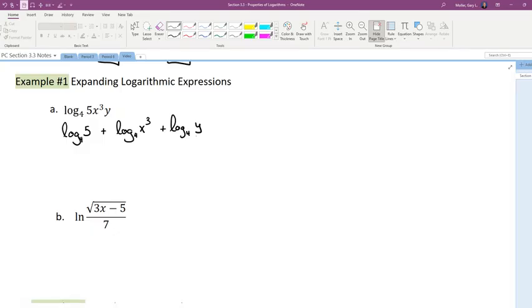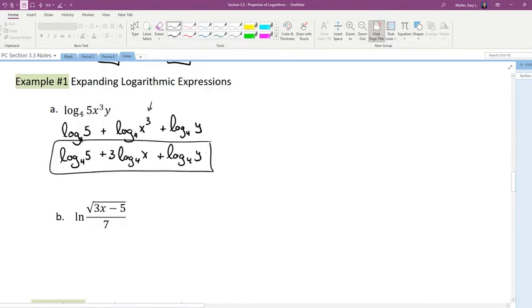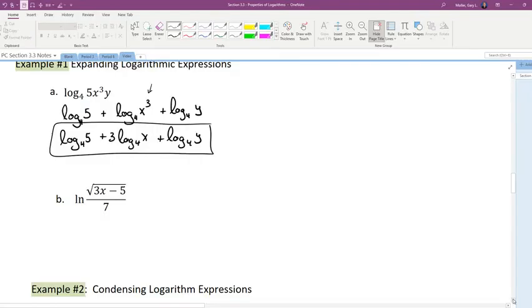So I can separate them all out into different terms. And then I look around and there's really not much else to do except I can use rule 3, my exponent rule, and I can turn this into log base 4 of 5 plus 3 log base 4 of x plus log base 4 of y. And that would be fully condensed because I can't apply any of those rules. There's no more rules to apply.